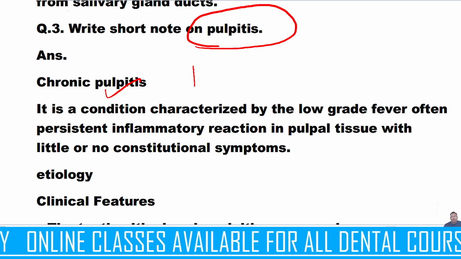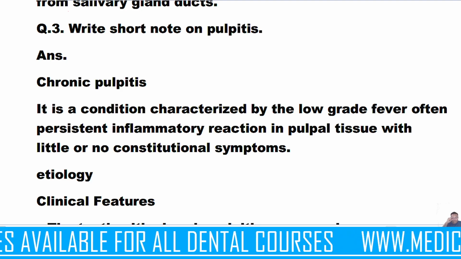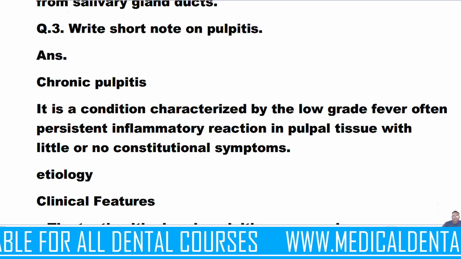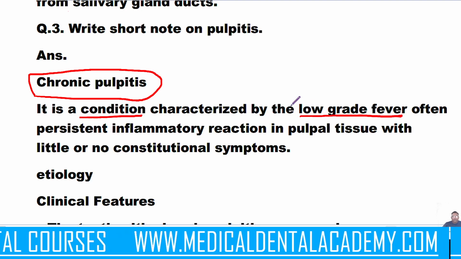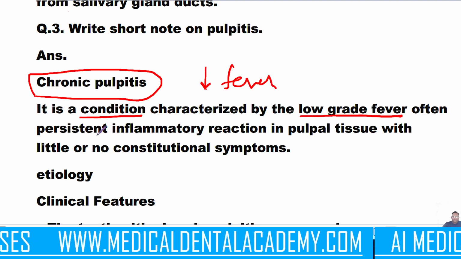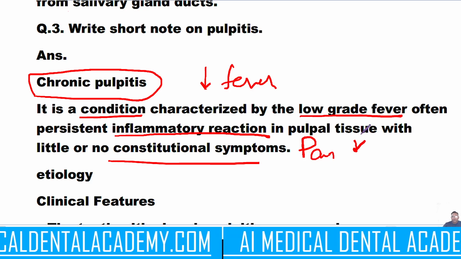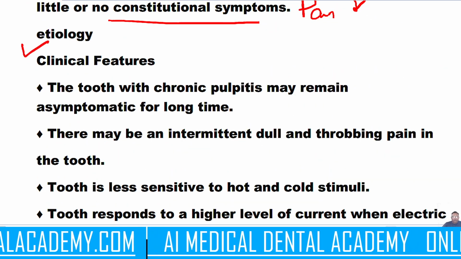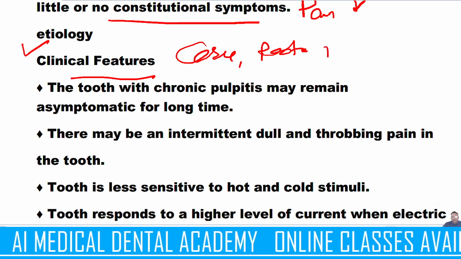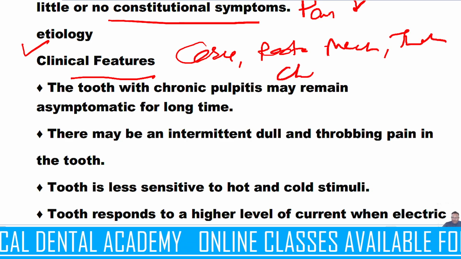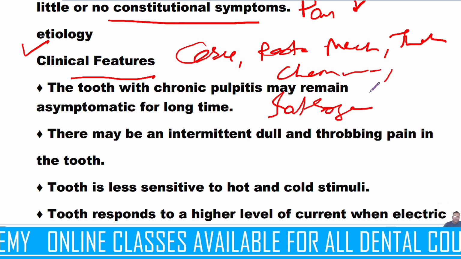In chronic pulpitis, we don't have pain as a symptom. Only in the severe stages, or if there is an acute exacerbation of this pulpitis, then only we will have pain. Now, chronic pulpitis. It's a condition characterized by low grade fever. Okay, fever will be low grade. Inflammatory reaction will be there, and symptoms will be very less. It's a chronic condition. So, etiology: caries will be there, restoration will be there, mechanical problem, thermal problem, chemical problems, iatrogenic problems will be there. All are the etiology. Okay.